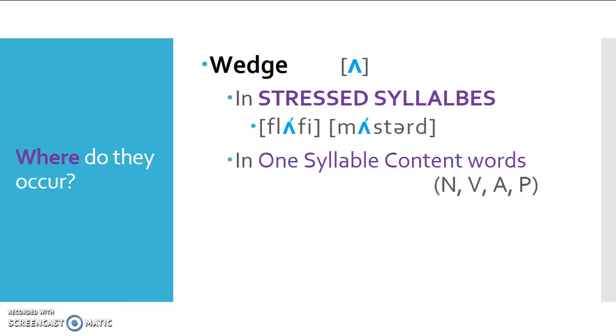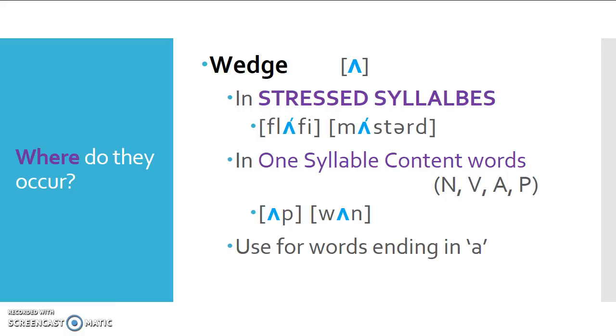We also find wedge if the word only has one syllable, and that word is a content word, meaning it's a noun, a verb, an adjective, or a preposition. We will get a wedge there. So don't use schwa in those one-syllable words, especially the content words, nouns, verbs, adjectives, and prepositions. And then the other place we use wedge is words that end in A. So the pizza, the Tina, the Julia, the girls' names that end in A, plus a bunch of other words in English that end in A. That's where we would use a wedge at the end instead of a schwa at the end.